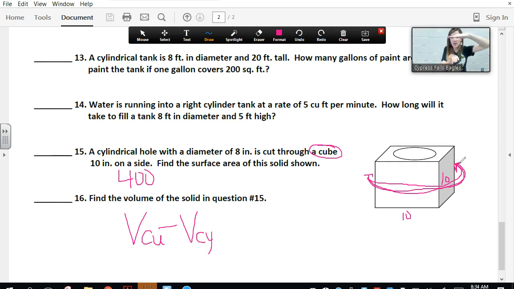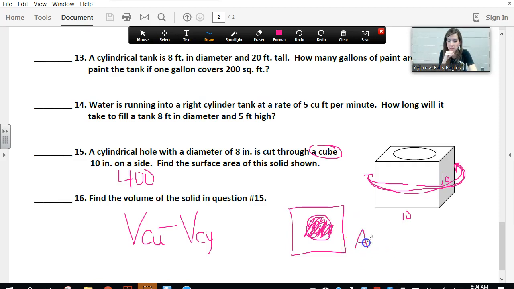Now let's do the top and the bottom. Let's draw the top facing us so we can see what's going on. We need to find the area of that thing. This is a hole. This is emptiness. So how are we going to find the area of this shape?